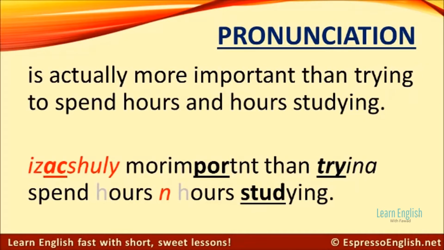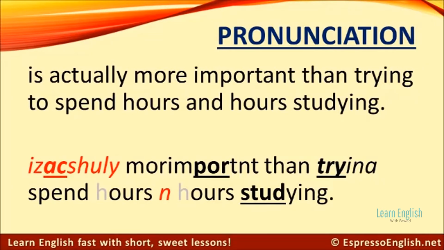Then we have more important. The word more kind of runs into the word important, and the last syllable of important kind of gets reduced. We don't say important. We say important. More important. Then try and spend. Again, you can see the word to just becomes a little sound at the end of trying. Try and spend. Hours and hours. Remember, the H in the word hours is silent, so don't pronounce it at all. Hours and hours. And the and becomes n.